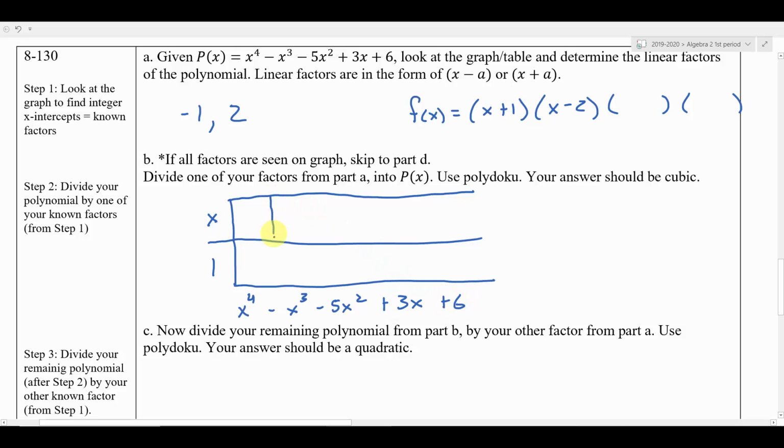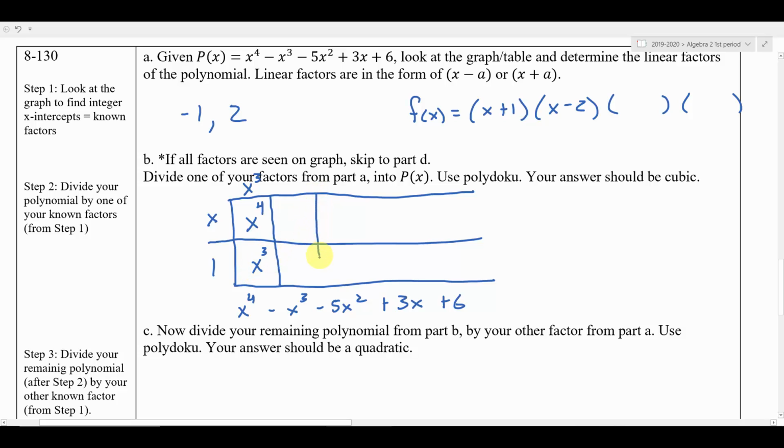All right, and I'm going to make a column here for the x to the 4th. And remember, x to the 4th will be the one that's all by itself in the upper left-hand box. And then we start working our way across, right? X times something gives me x to the 4th. Well, that is x to the 3rd. So I'm going to do x to the 3rd times 1. That gets me an x to the 3rd down here.